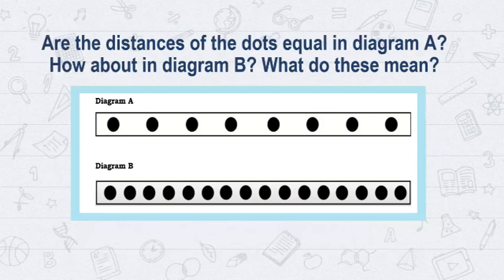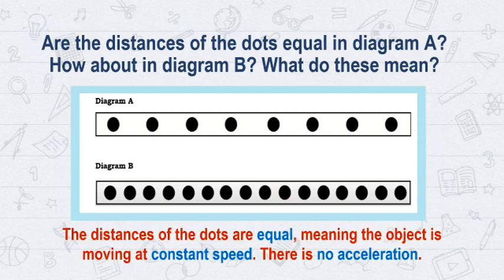Are the distances of the dots equal in diagram A? How about in diagram B? What do these mean? Nice catch! The distances of the dots are equal, meaning the object is moving at constant speed. Therefore, there is no acceleration.